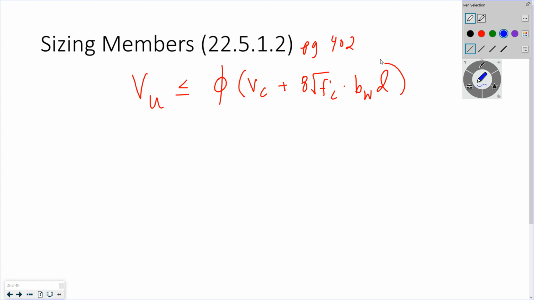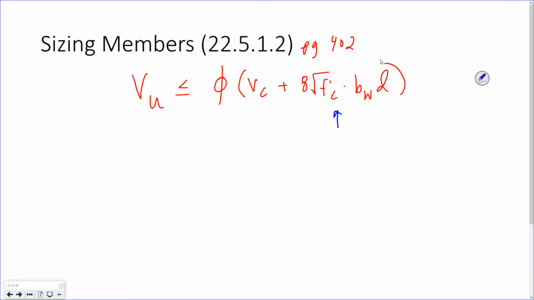This part right here, right, it would be VC plus VS. That means VS maximum, the maximum contribution from your shear reinforcement is 8 square root of f'c bw d.